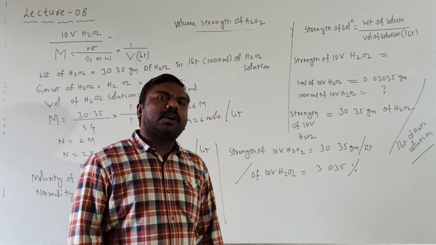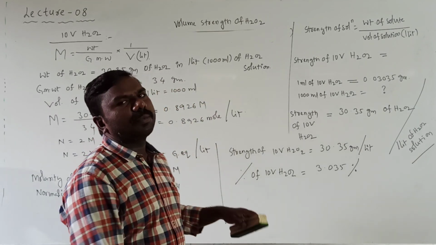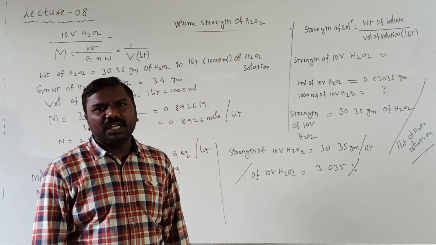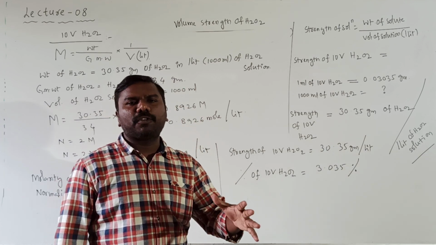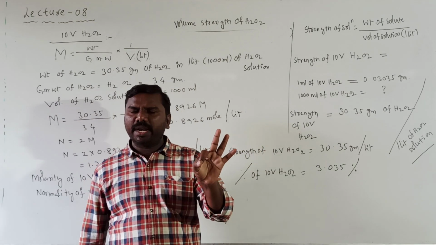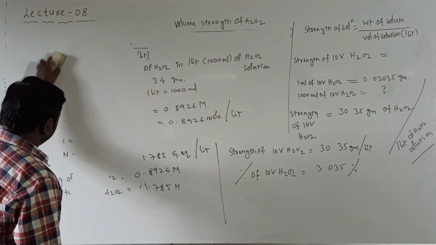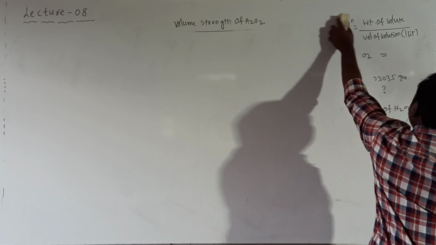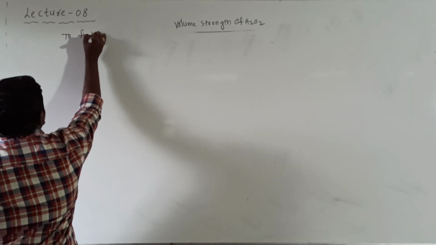If they give 20 volumes, 30 volumes, or 100 volumes, in that case you have to follow the total procedure and find whichever term they ask, molarity or otherwise. It is a lengthy and difficult process. To overcome that, I will give a generalized formula to find the volume strength, molarity and normality. We will see that. So, the general formula to find the volume strength.